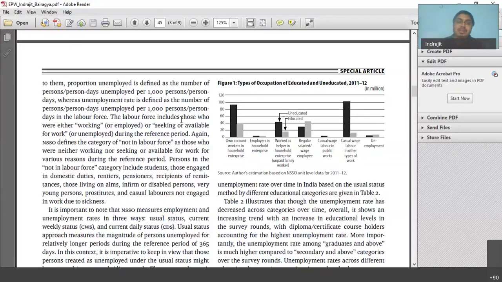So the difference is very clear here. This proportion unemployed is number of persons or percent days per 1,000 population. Here my denominator is the population, but here my denominator is the labor force when I say unemployment rate. So those who are voluntarily excluded from the labor force means someone is studying, or is not interested in the job market, fulfilling domestic duties or childcare responsibilities. They are not in the labor force, but they are voluntarily unemployed.